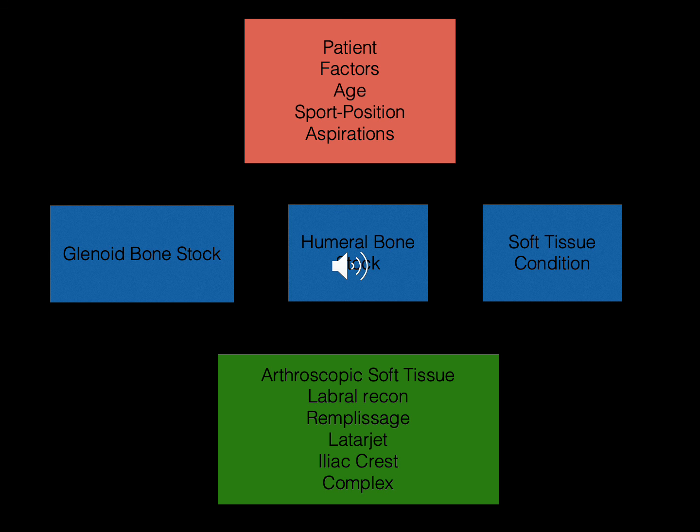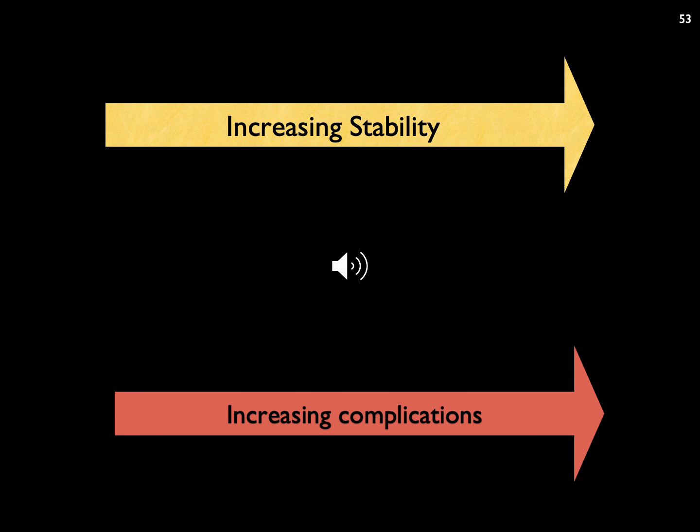So in summary, we need to think about the patient factors, their age, their sports, their position, their aspirations, assess both radiologically and clinically the glenoid bone stock, humeral bone stock, and soft tissue condition, and then look at what is most appropriate in our surgical menu to best treat our patient. It's worth noting that as the operations confer greater stability, the downside is increasing complications.